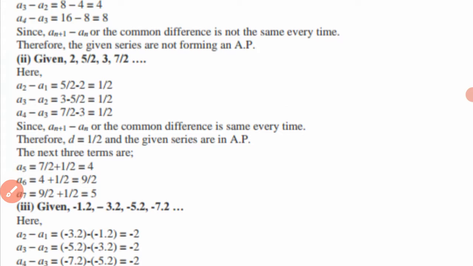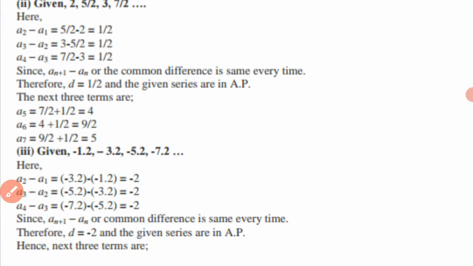Now if it is in AP, then we have to find other 3 terms. Now here a4 was 7 upon 2. So for finding a5, it will be 7 upon 2 plus d, means 1 upon 2 we will add. So 7 upon 2 plus 1 upon 2 will be 4. Then for a6 it will be a5 plus 1 upon 2, means 4 plus 1 upon 2, it will be 9 upon 2. Then a7, 9 upon 2 plus 1 upon 2, it will be 5. So in this we can find the remaining 3 terms.